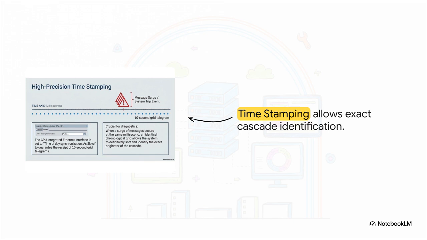Because the CPU's integrated Ethernet interface is set to receive those precise grid telegrams, it essentially lays down an identical chronological grid across the entire plant. This allows the system to definitively sort through those hundreds of alarms and identify the exact originator of the cascade. Trust me, this saves hours, if not days, of painful troubleshooting.